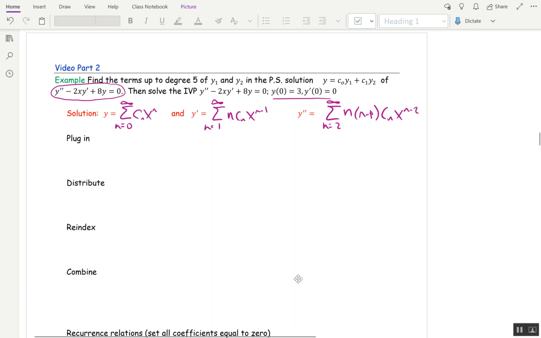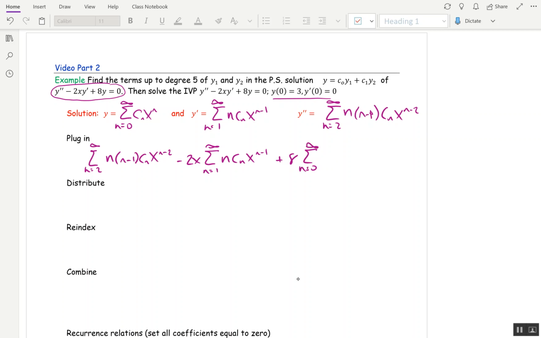Okay, now we plug in. So y double prime, n equal 2 to infinity n times n minus 1 Cn x to the n minus 2, minus 2x y prime, which is the sum n equals 1 to infinity of n Cn x to the n minus 1, plus 8 y, which is the sum n equals 0 to infinity of Cn x to the n, and that equals 0.